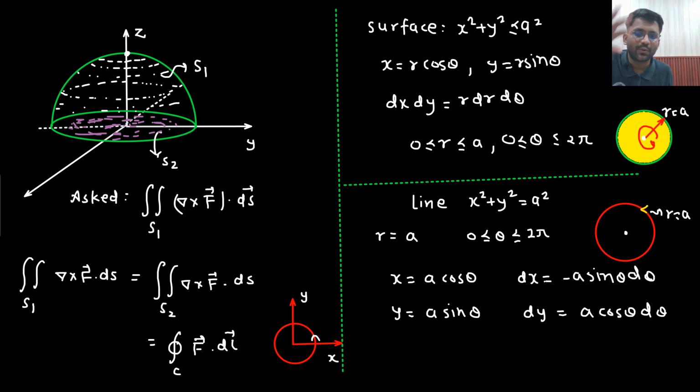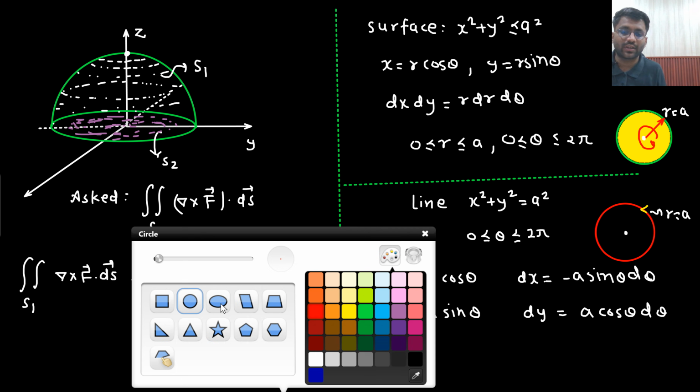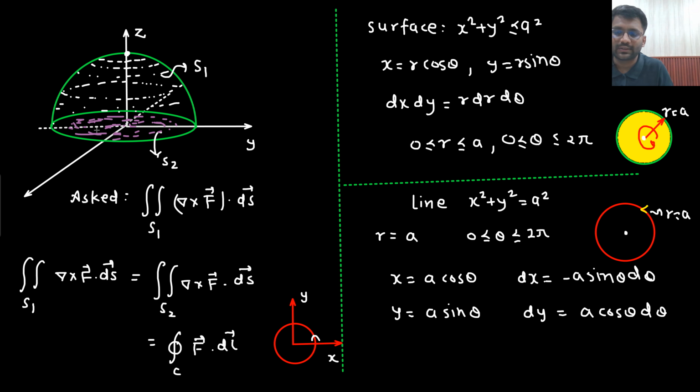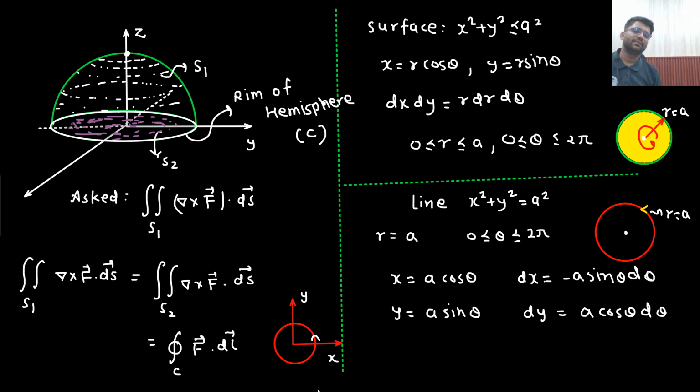So from this discussion you got to know that if del cross F dot ds is asked in the examination, I will directly calculate F dot dl, where the curve C will be the rim of the hemisphere. Two to three times this question has been asked, that's why I took this topic separately. This is known as the rim of a hemisphere. I will take my curve C as the rim of the hemisphere.